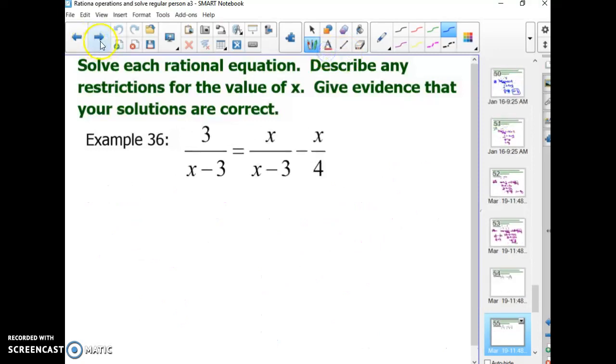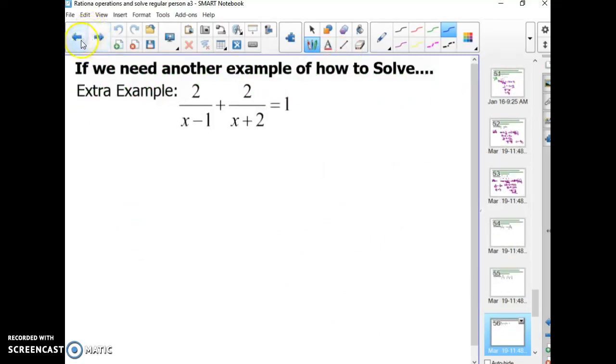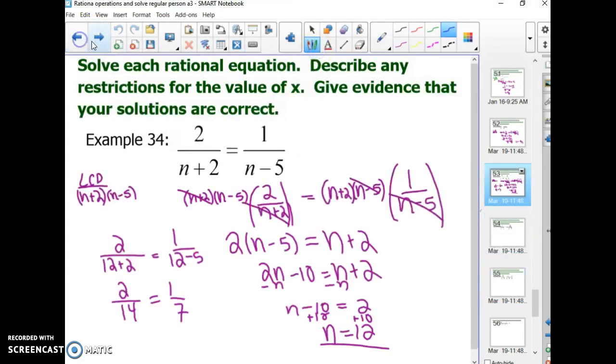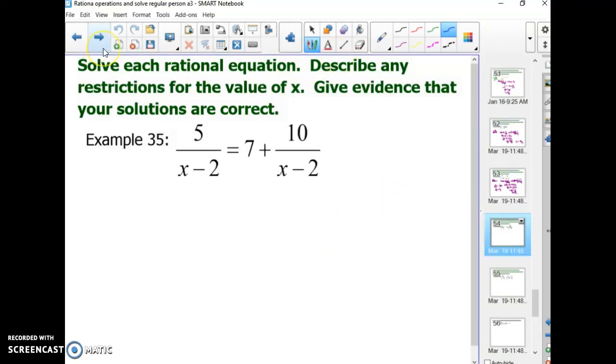So here we go. We have this example right here, extra example. I want to come back. So I want to do example 35. Example 34 is what you're going to need to do to solve problem 9 and to help you solve problem 10. So these next two examples are going to help you do problems 11, 12, and 13 on your assignment.